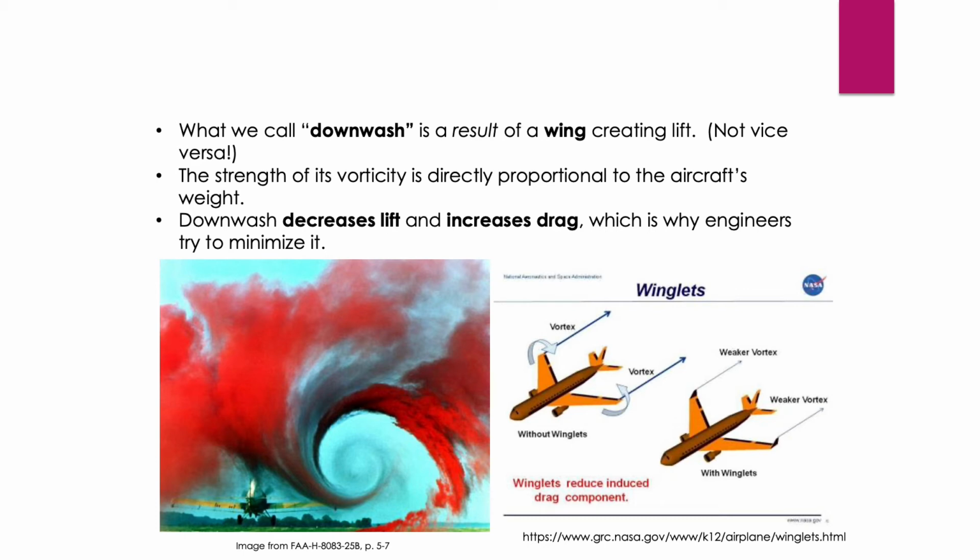And in the drawing here, we show one way that engineers try to reduce the effect of downwash, or that vorticity around the wing, by using winglets on large commercial aircraft. Because if they can reduce that vorticity, they can't totally eliminate it, but if they can reduce it, they'll get an increase in lift and a decrease in drag, better fuel economy, and so forth and so on.